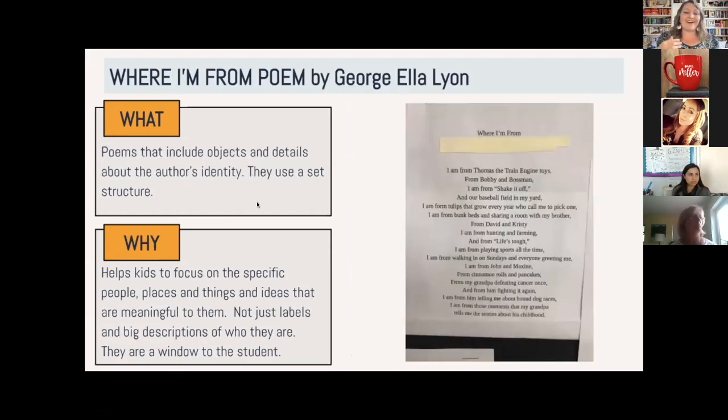And I believe this is our last one for today. This is called the Where I'm From poem. The Where I'm From poem is written by George Ella Lyon, but it's basically turned into a template where students can explore their identity, their families, their history through the structure of this poem. So the poem includes objects and details about the author's identity, and it has a very set structure.